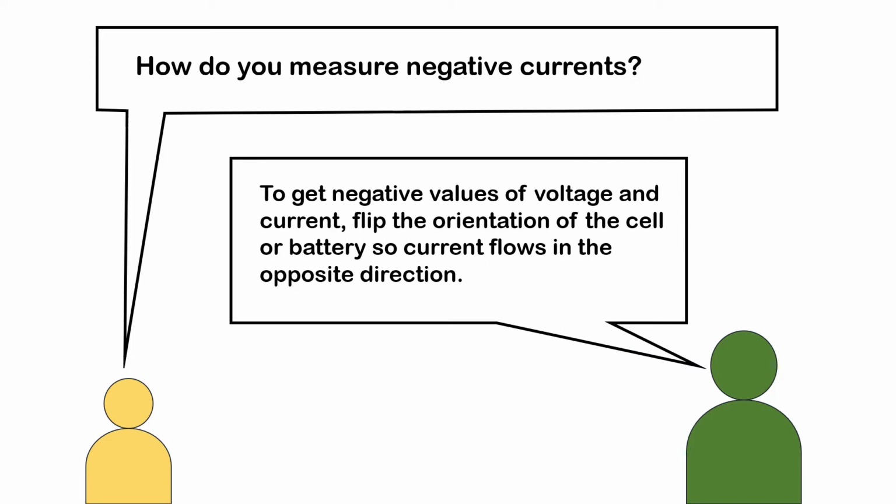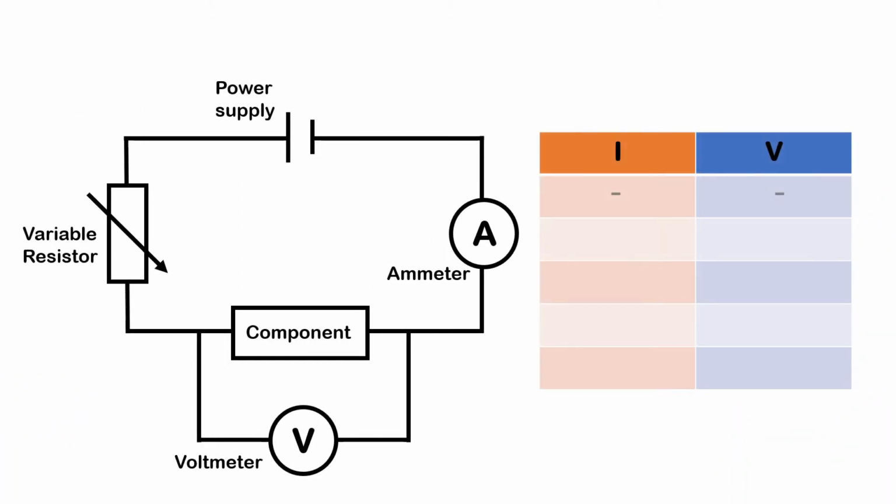As negative current is simply current flow in the opposite direction, for our circuit, we just need to flip the orientation of the cell or battery. If working with a power supply, switch the two leads. Measurements at different potential differences can then be taken by adjusting the variable resistor between readings.